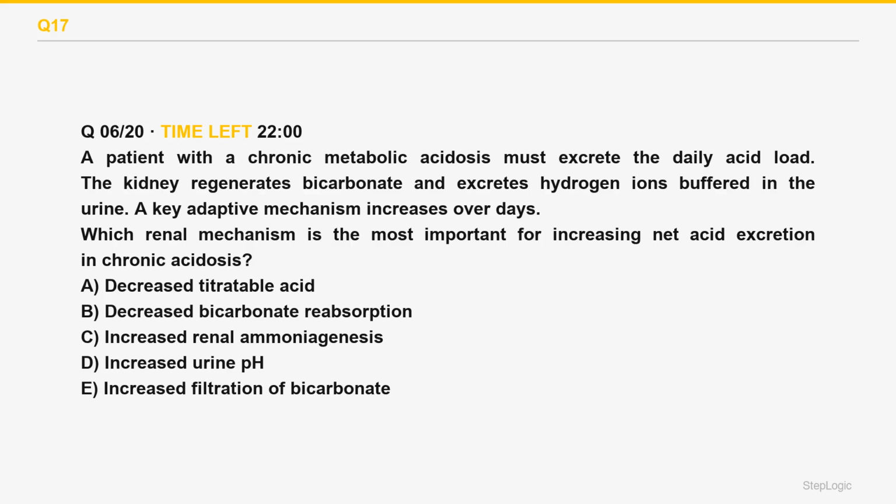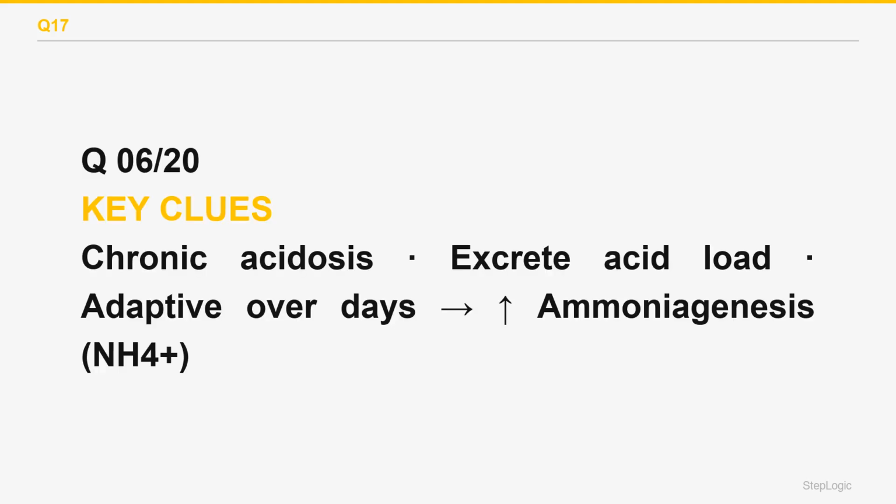Increased renal ammoniogenesis. The kidney excretes acid in two buffer forms, titratable acid, mainly phosphate, and ammonium. While titratable acid is relatively fixed by the amount of filtered phosphate, the ammonia system is the adaptive one.